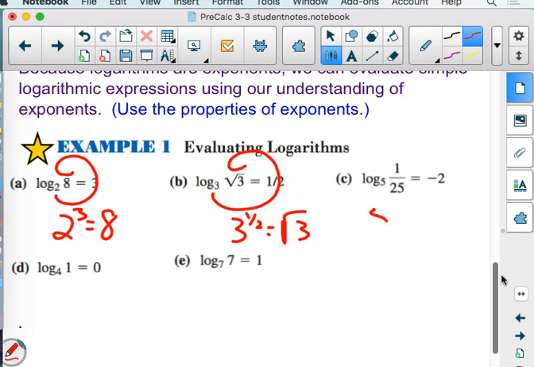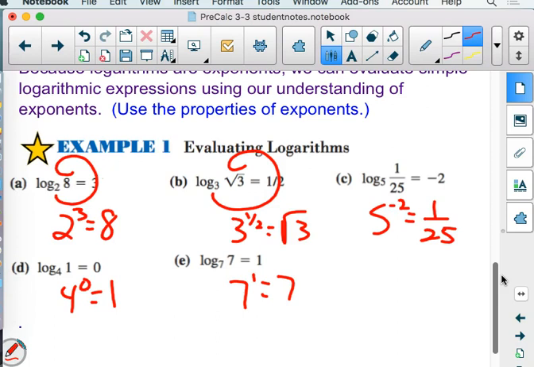5 to the -2 equals 1/25. Now that might take a second. You might have to think in 2 steps here. Negative makes it a reciprocal. Yep, so it'd be 1 over 5. And then I'd have to square it. So yeah, it'd be 1 over 25. Makes sense. Got it. 4 to the 0 equals 1. Of course it does. Anything to the 0 power is 1. And this last one says 7 to the first equals 7.